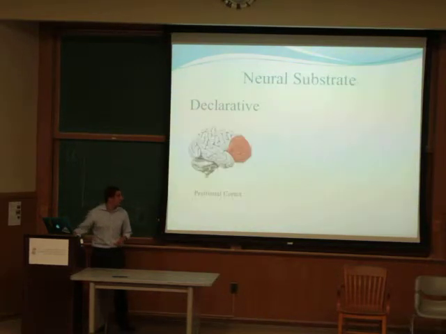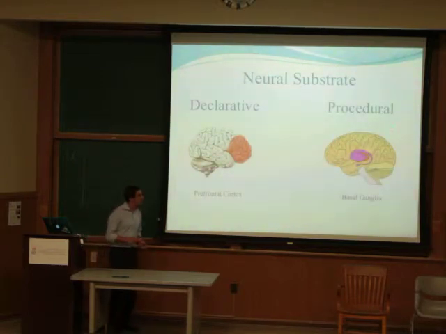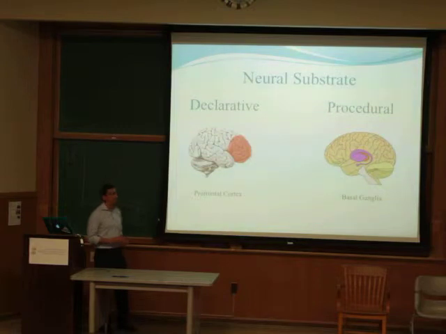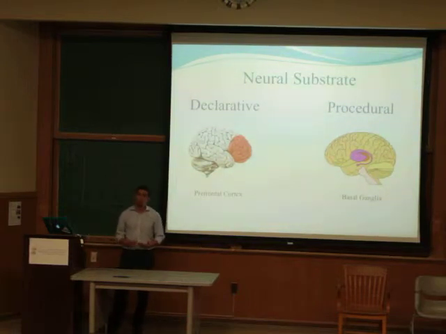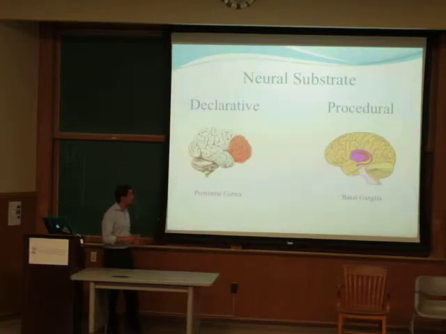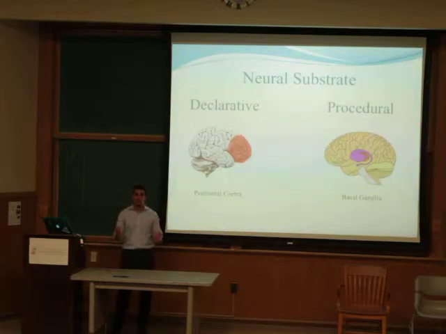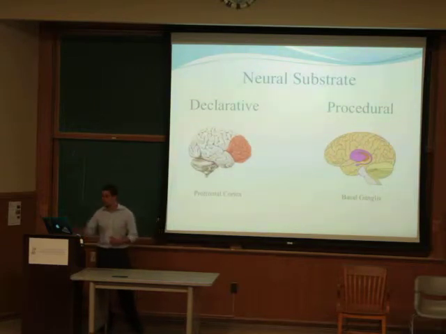And I'd also like to take a moment to point out the neural substrate of these two systems. The declarative system is thought to mostly occur in the prefrontal cortex, whereas the procedural system is thought to occur primarily in the basal ganglia and striatum. And it's important to point this out because these two systems are occurring in separate areas of the brain, and so they can interact in non-trivial ways and work independently as well.